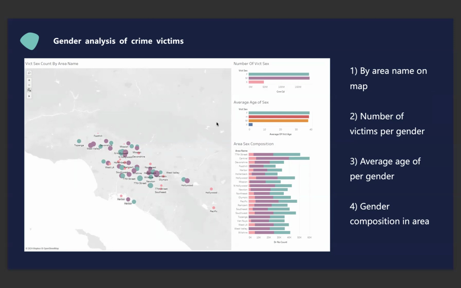The data shows that in areas such as 77th Street and the Southwest, there are more female victims than male victims. Overall, there are slightly more female victims than male victims, and the average age of female victims is also slightly higher. So the first dashboard provides a comprehensive view of the gender distribution of the crime victims. The visualization highlights specific areas with a higher number of female victims and shows the overall trend of slightly more female victims than males.